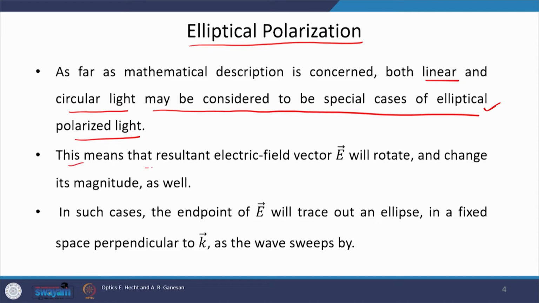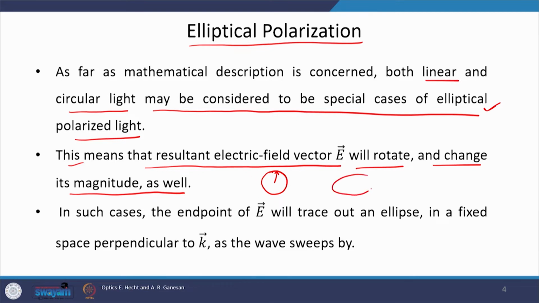Now, this means that the resultant electric field vector E will rotate and change its magnitude as well. In case of circularly polarized light, only the direction of the electric field vector is changing and the magnitude remains constant, while in elliptically polarized light, both direction and magnitude will change. And in case of elliptically polarized light, the end point of E will trace out an ellipse. And where would this ellipse be traced? It would be traced in a fixed plane perpendicular to the wave vector k.